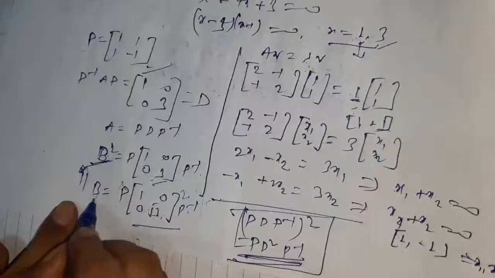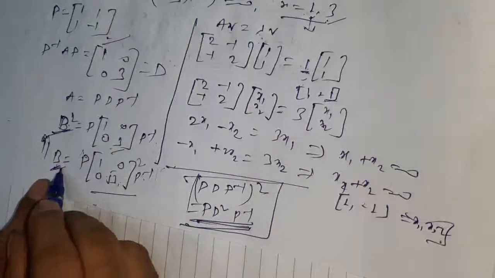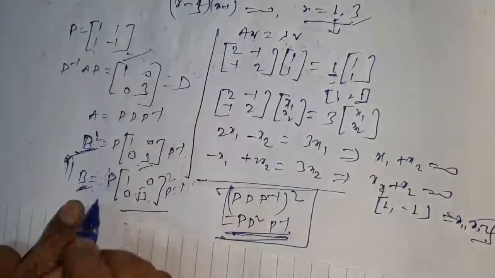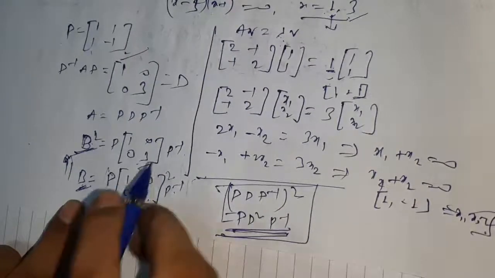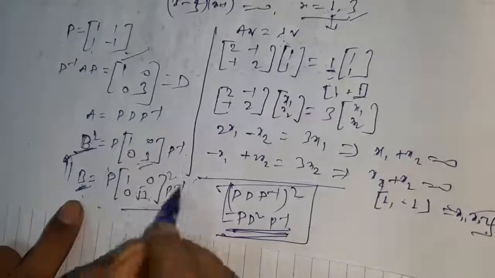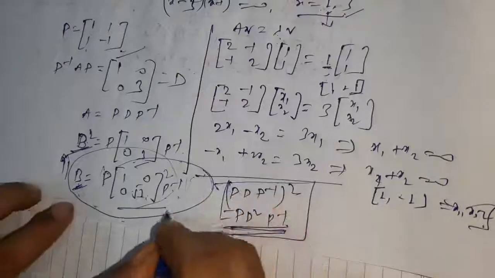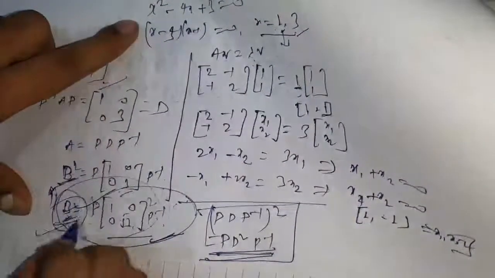So you can get easily here the value of B, and what will be the proper value of B? B is equal to P D P inverse, put P is equal to this, this into P inverse. You can find the way. So after applying this way, you can get easily the value of matrix B. So if you have to choose an option, you can apply this, and after multiplication you can get the proper value of B. So this is the method.